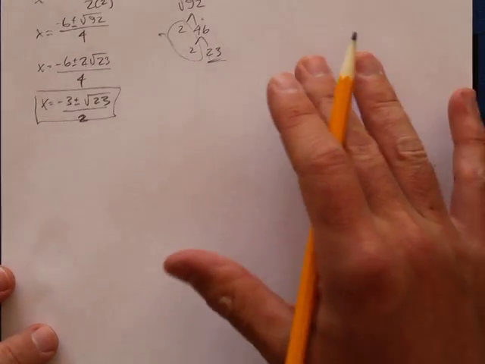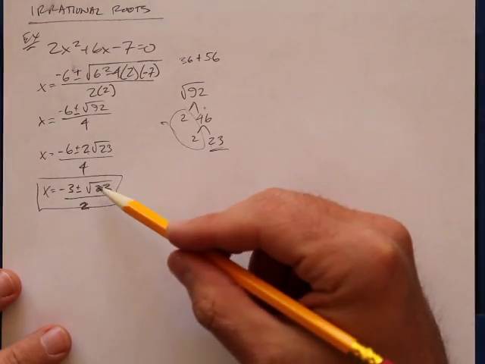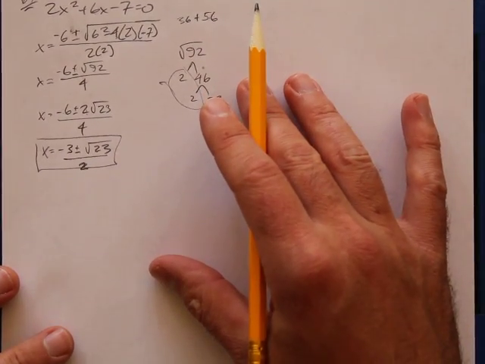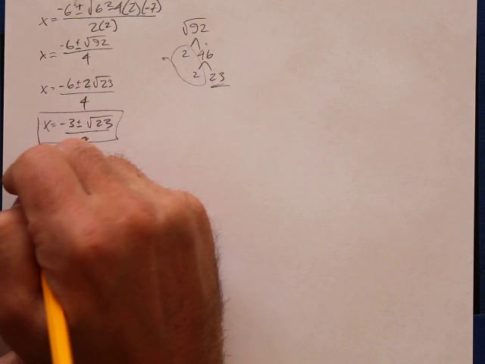All right, so that is irrational roots. Notice if I take the square root of this, I'm going to get an irrational number. Complex roots, we're going to look at that.